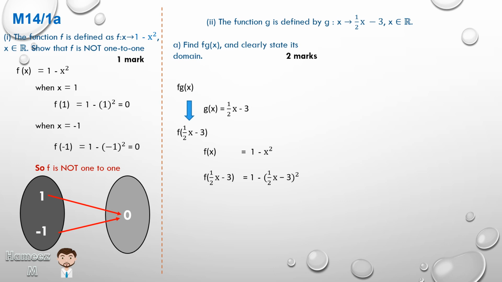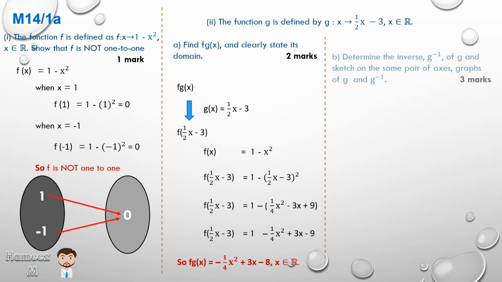So that means the right hand side will be equal to 1 minus (a half x minus 3) all squared. I could expand that. So that will give us 1 minus (a quarter x squared minus 3x plus 9). And we can remove the bracket. So we're going to get 1 minus a quarter x squared plus 3x minus 9. So the composite function fg of x is equal to minus a quarter x squared plus 3x minus 8.